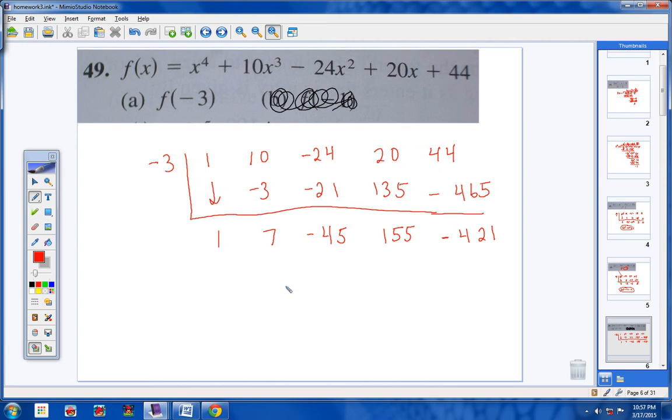Somewhere. But anyways, let's pretend that I didn't. You put negative 3 in, and you get out negative 421. That's really helpful, okay? When it comes to evaluating functions at a given value. Let me check my work here real quick. 1, 4, 3, 2, 1, 44, a 1, a 10, negative 24, 20, 44, negative 3, multiply, combine, multiply, combine. It looks like it's accurate, so, okay, we're going to go ahead and move on. But that is using synthetic division to evaluate a given function at a given value, alright?